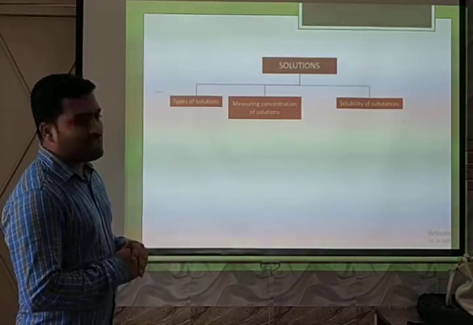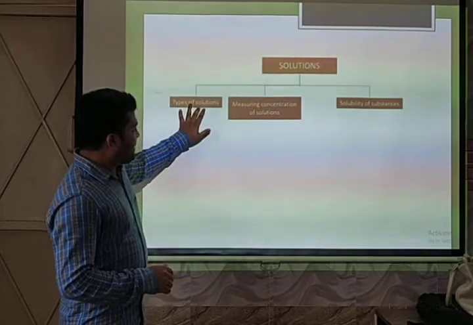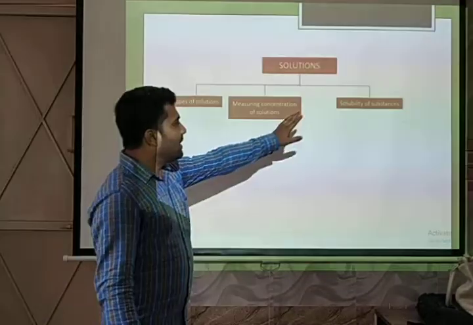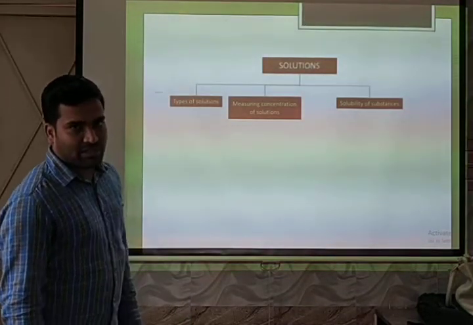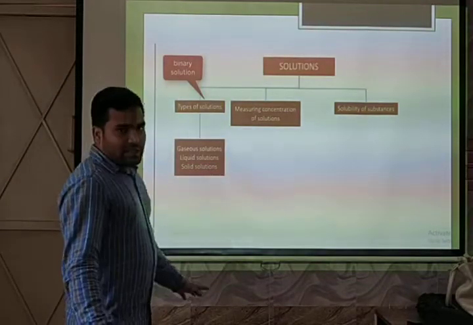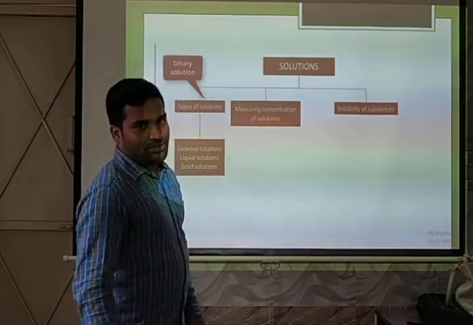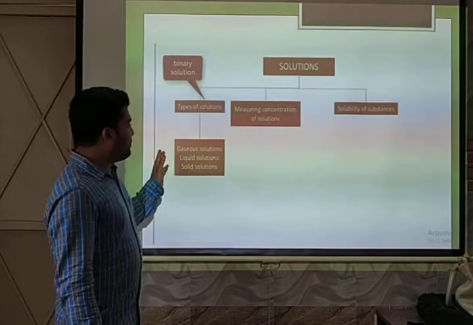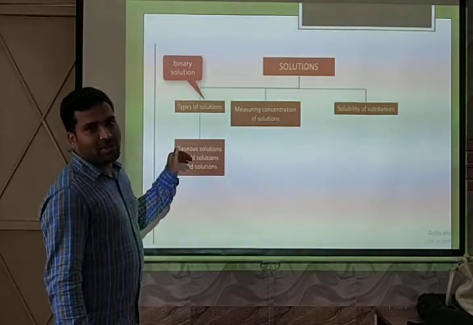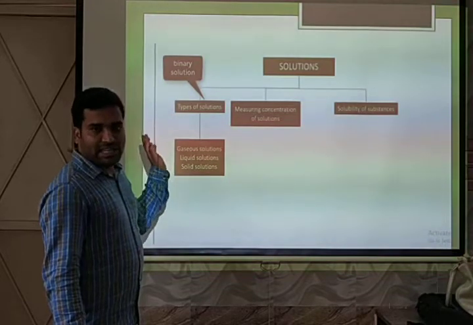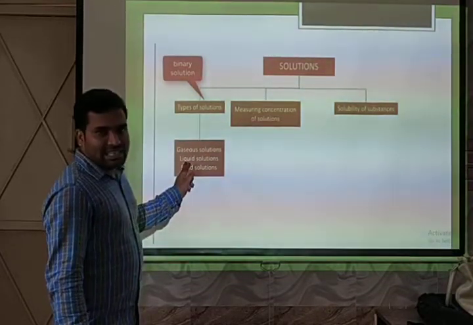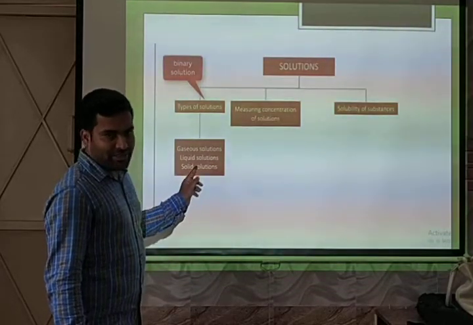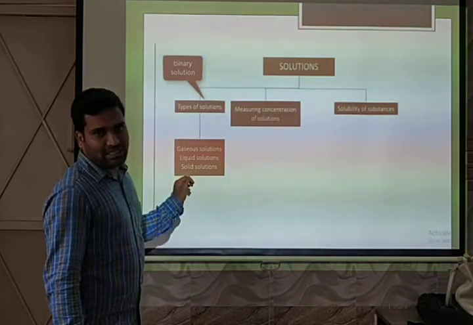If you come to the classification, we are going to classify solutions based on different things. The first one is types of solutions, the second is measuring concentration of solutions, and the third depends upon solubility of substances. First one, as I already told you, it is a binary solution, so we have only 2 components. Based on that, we get 3 types of solutions. First is gaseous solution, where the solvent is gas and the solutes are solid, liquid or gas. Next is liquid solution, and third is solid solution. In liquid solutions the solvent is liquid, and in solid solutions the solvent is solid.